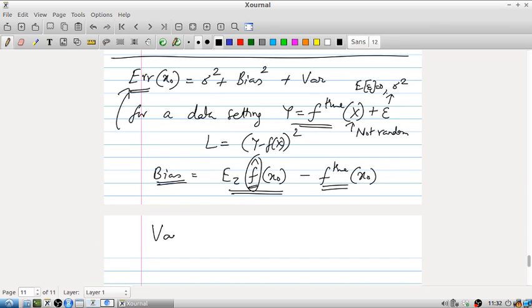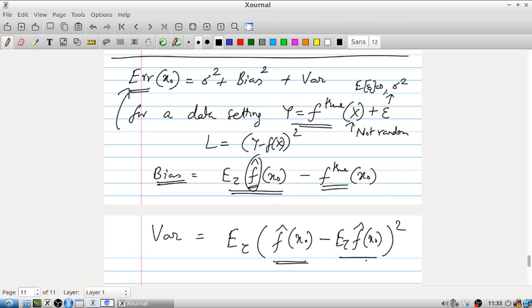And variance is just like the variance that you already saw, which is just going to be expectation over tau of (f hat of x naught minus expectation over tau of f hat of x naught) the whole square. There's a random variable minus its mean square, and that's expectation is the variance. That's just a definition of variance for anything. And so I've just written the variance here.